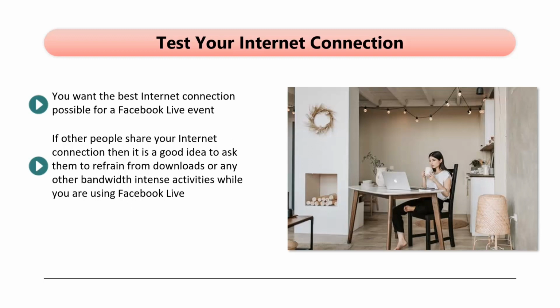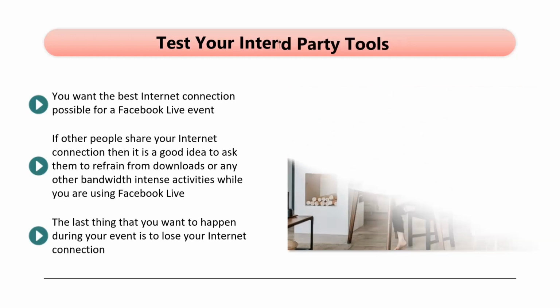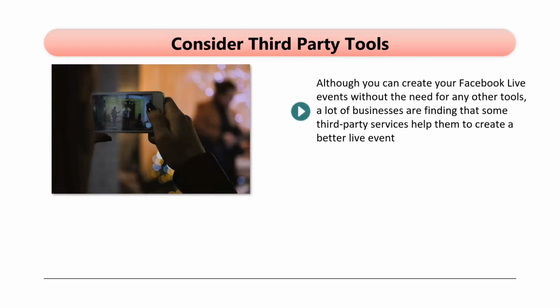You can use a booster for your Wi-Fi network to boost a signal to where you are located if this is necessary. The last thing that you want to happen during your event is to lose your internet connection. If your Wi-Fi signal is weak, then this can cause your video to cut in or out, so make sure you have the strongest possible connection. It may be worth your while to use a direct cable connection to your router to eliminate the use of Wi-Fi.